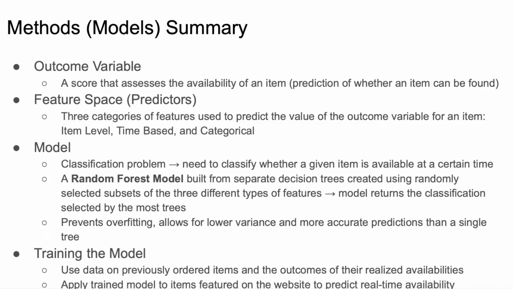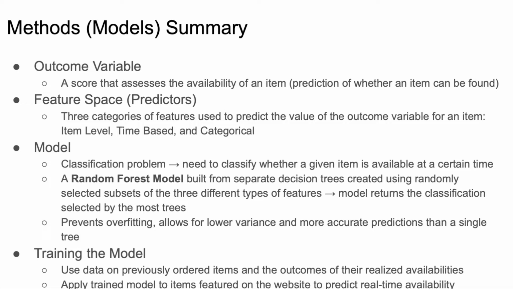And now for the structure of the model. The main goal of the model is to classify whether a given item is available at a certain time. Obviously this is a classification problem because the main outcome variable of interest is qualitative as opposed to quantitative. So Instacart decided to employ a random forest model, which is a model that is built from separate decision trees that are each created using randomly selected subsets of the features. And then the overall model returns the classification that is selected by the most amount of trees.